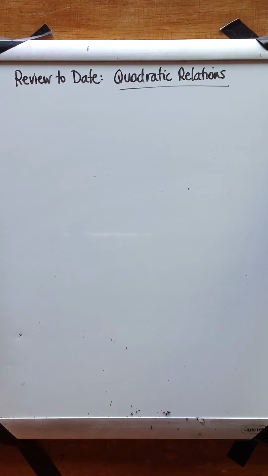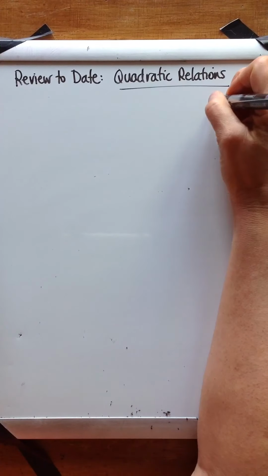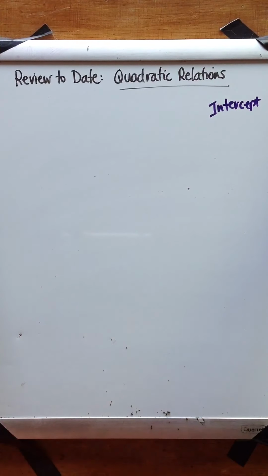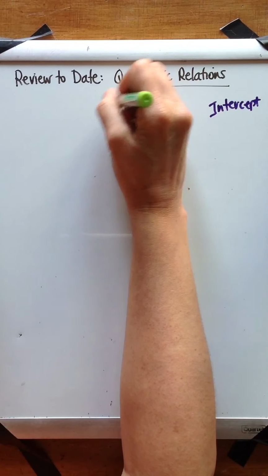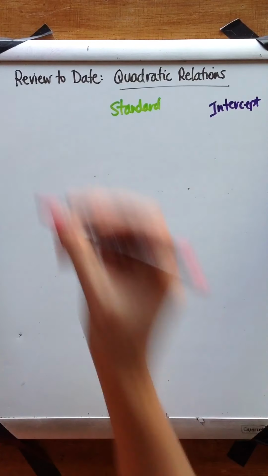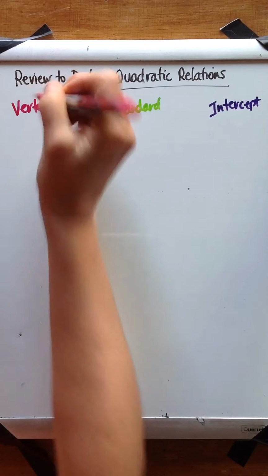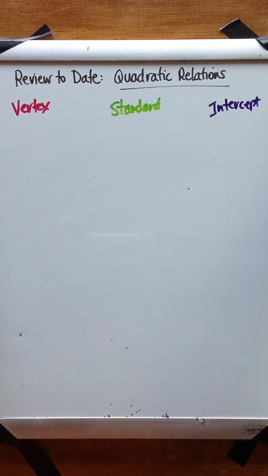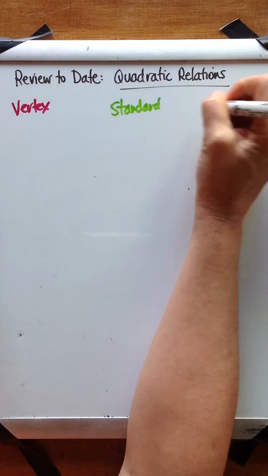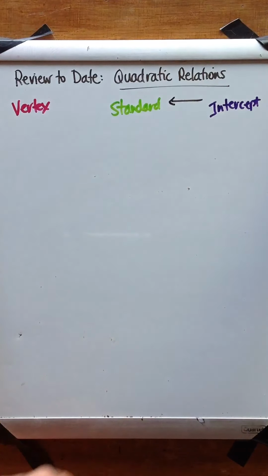Okay, so I'm going to begin by looking at, can we convert from intercept form to standard form? I had intercept form over here in the last slide screen, if you will, and I had standard form here, and I had vertex form here. And what I want to do is explore conversions back and forth between them. Okay, so intercept to standard, how can we do that?